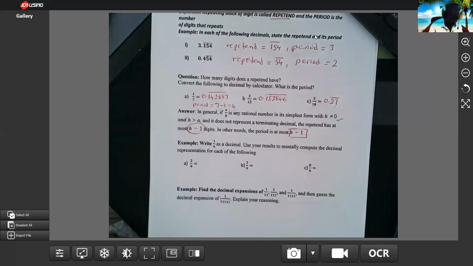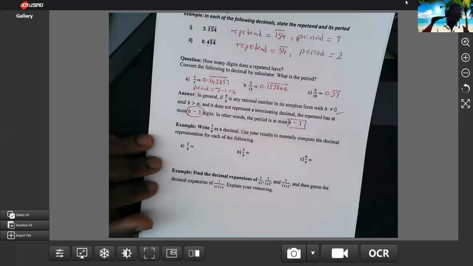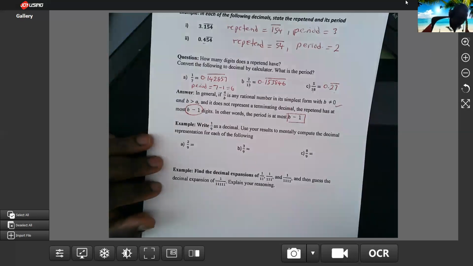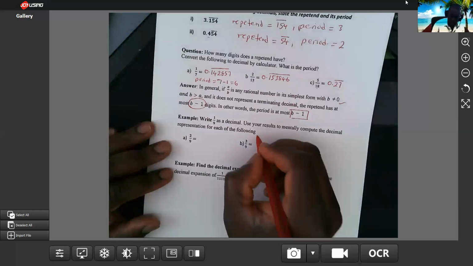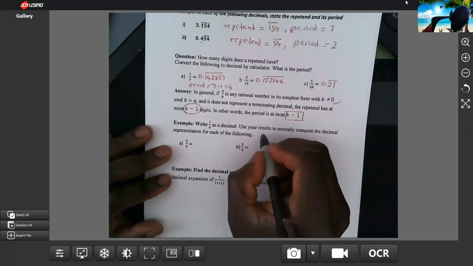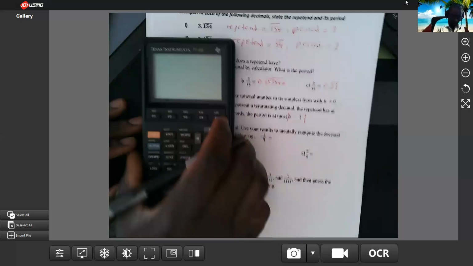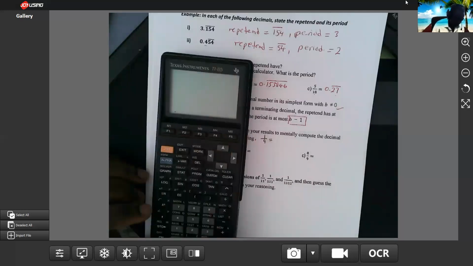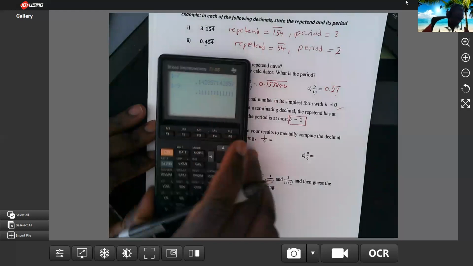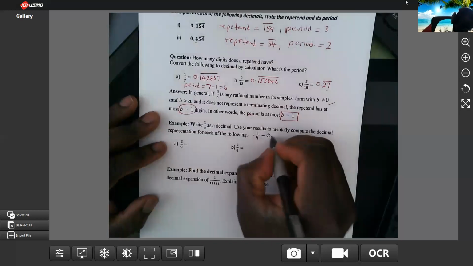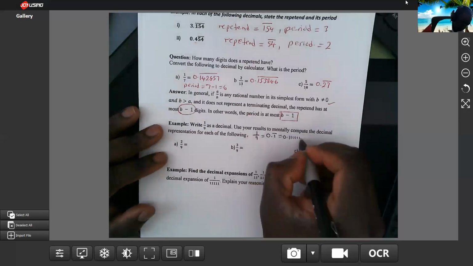Now here is an application. It says you want to write 1/9 as a decimal. Use your results to mentally compute the decimal representation for each of the following. So what is 1/9 as a decimal? If you use a calculator, 1 divided by 9, you can notice that it's 0.111111, so this is 0.1 repeating, keep going like that.